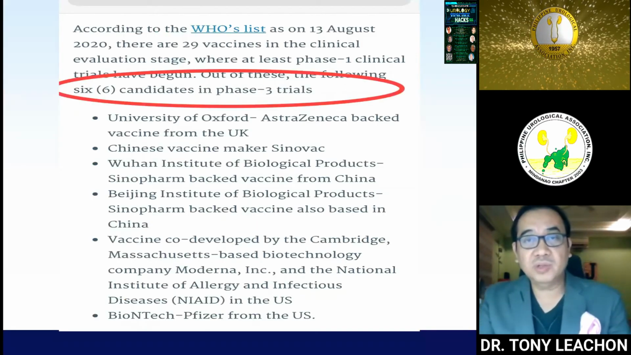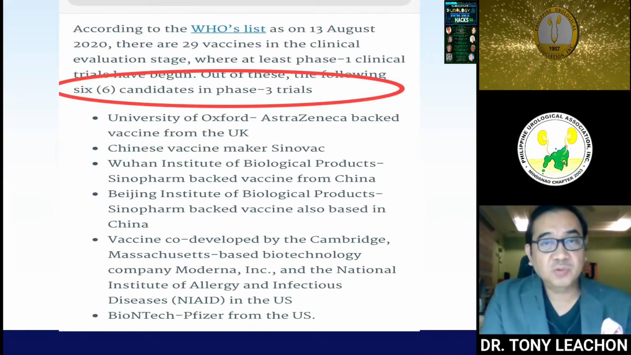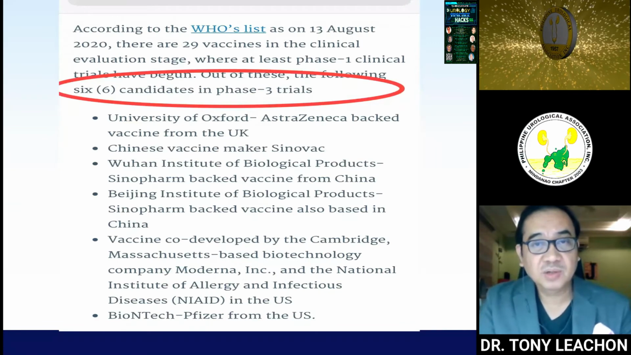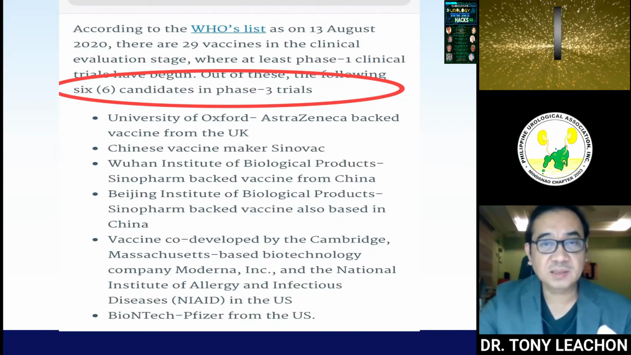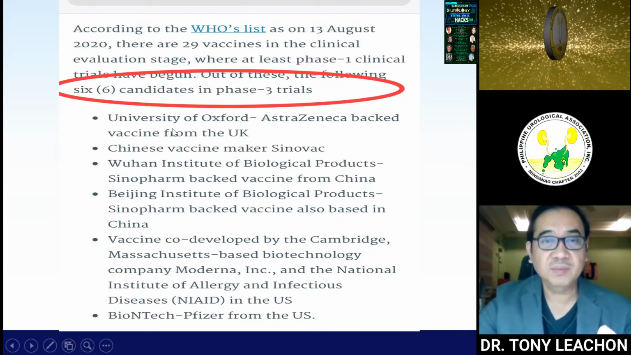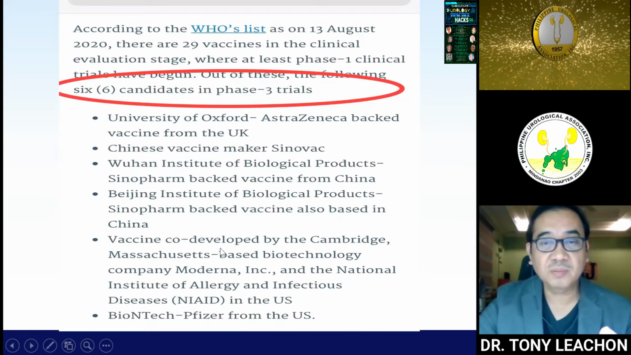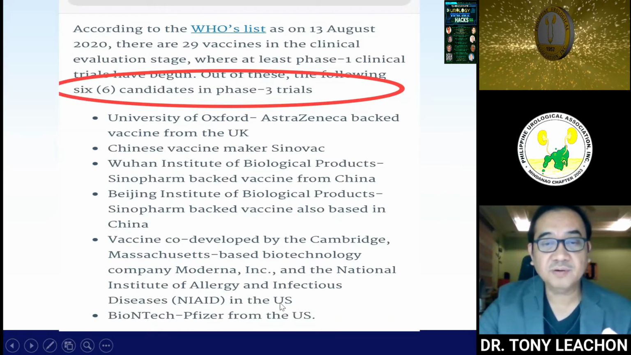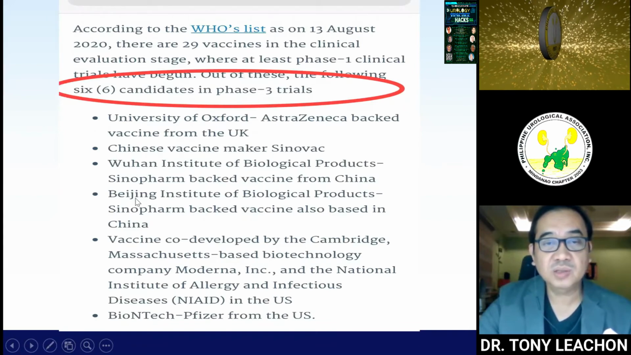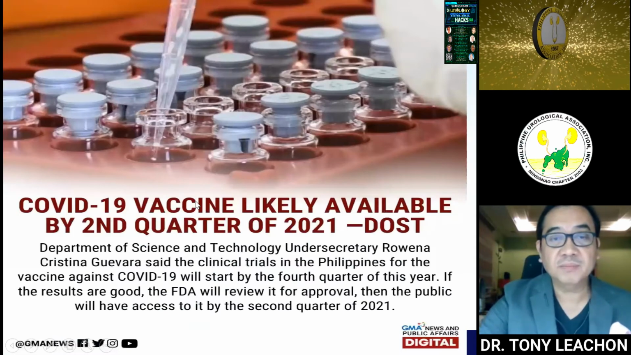According to the WHO list, on August 13, there are 29 vaccines in the clinical evaluation stage, where at least phase 1 clinical trials have begun. Now, out of this, the following 6 candidates are actually on track for phase 3. The University of Oxford AstraZeneca from the UK, the vaccine co-developed by Moderna and the National Institute of Allergy and Infectious Disease in the United States, Pfizer Biotech from the US, and 4 vaccines coming from China. The Chinese vaccine maker Sinovac, the Wuhan Institute, and the Beijing Institute in China.